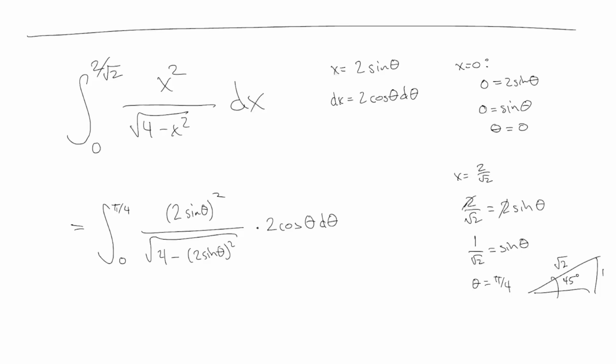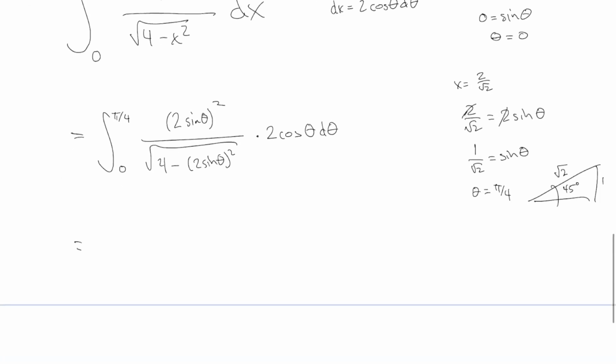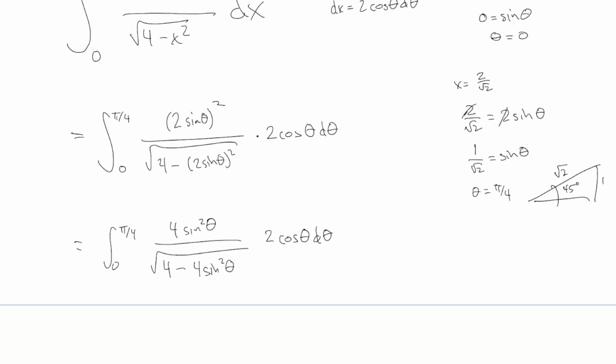Any questions so far? Now is the time when things kind of go haywire if you're not good at simplifying, but you've got to simplify this stuff. Up top, 2 times sine theta, the whole thing squared. You square each of those and I get 4 sine squared theta. On the bottom, I have 4 minus, again squaring that, 4 sine squared theta. And over here, this will just stay like it is for now, 2 cosine theta d theta.